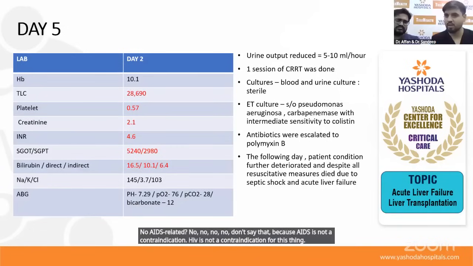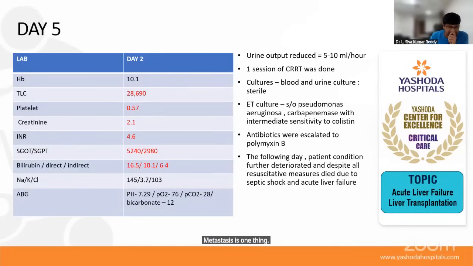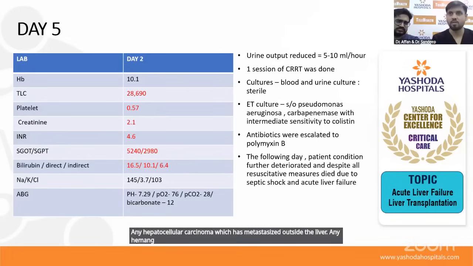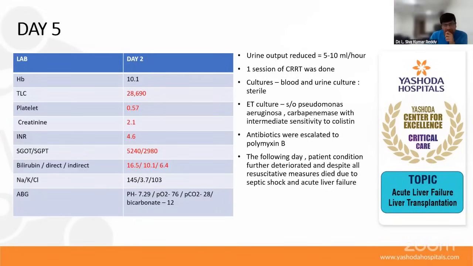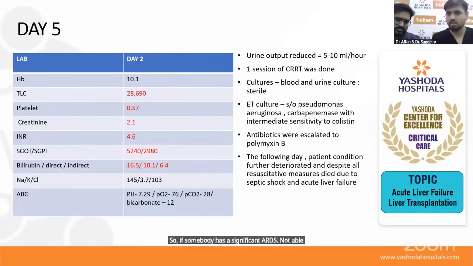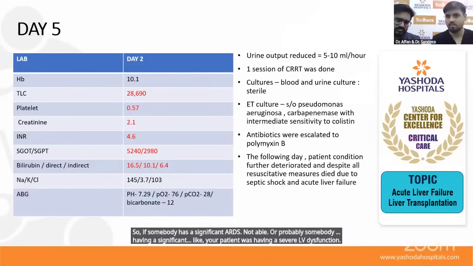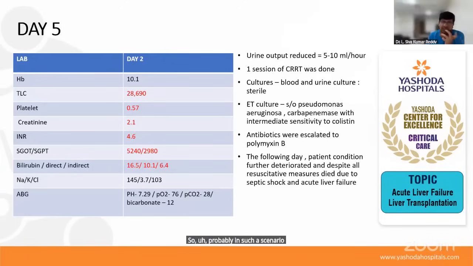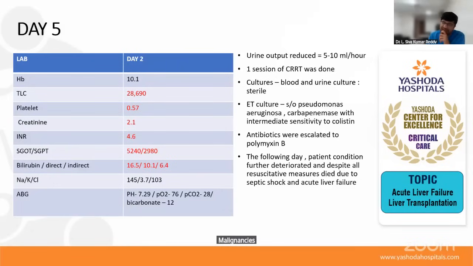Any hepatocellular carcinoma which has metastasized outside the liver, any hemangiosarcomas. If somebody has a significant ARDS or respiratory failure, somebody having severe LV dysfunction, somebody requiring some sort of mechanical circulatory devices, or malignancies, in all these situations it is not indicated to go ahead with the liver transplant.